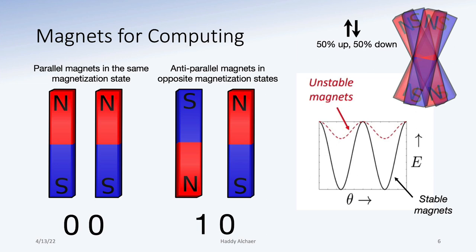In other words, we've just created a natural random number generator that fluctuates between 0 and 1 several times a second. And although this magnet would be useless for data storage, it is actually the key to what we call a probabilistic bit, or p-bit for short.